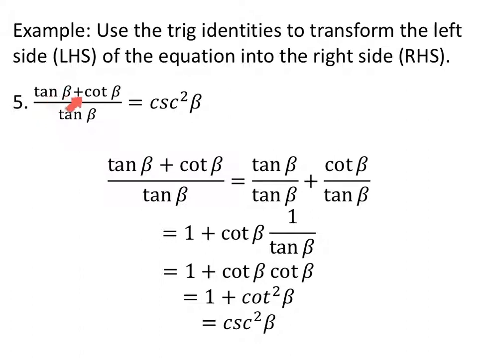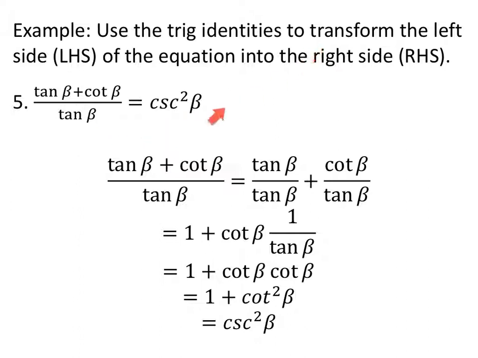I'm going to start with tangent of beta plus cotangent of beta, all divided by tangent of beta. And I want to show that that's equal to cosecant squared of beta. Why? Isn't it nice to have motivation? This is a fraction that involves two different trig functions, right? Tangent and cotangent. Wouldn't it be nice if instead of dealing with a fraction with two different trig functions, I could just square one trig function? It's nice to be able to simplify.